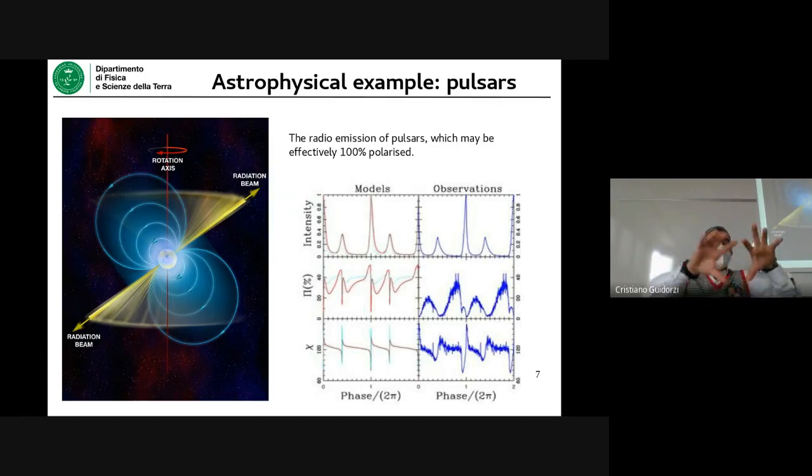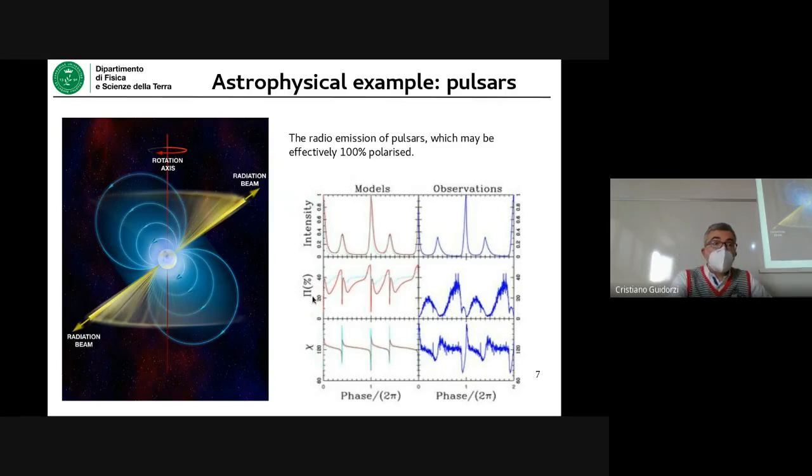So you have a large-scale structured magnetic field, so the electromagnetic radiation coming out can be easily polarized from the structure of the magnetic field and also the mechanisms of emission that we will see. So this is just an example. Here, this capital pi is the degree of polarization. We will see what this is.